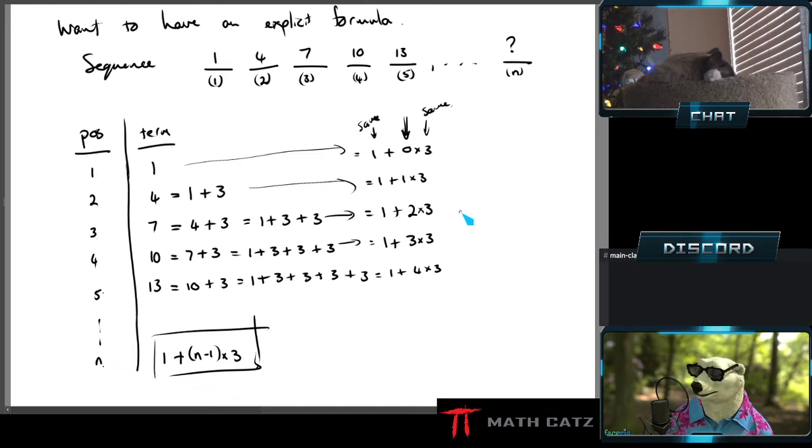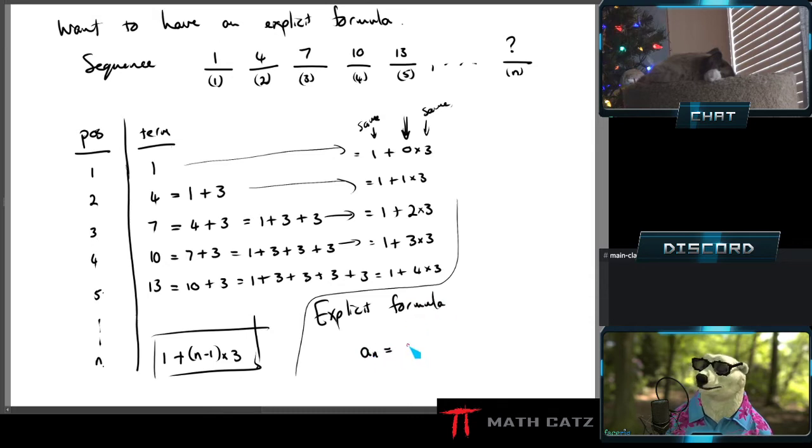And you see here, I can now have an explicit formula: 1 plus n minus 1 times 3. And that applies for everything from the very beginning. From the first position on, I have a way to calculate the term in the position I'm interested in that just depends on that position value.